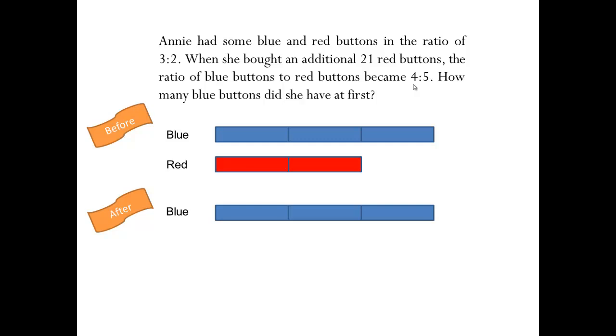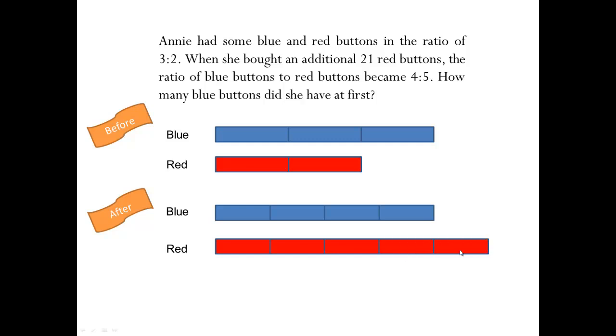Now, how can we do that? We can first remove the lines and now divide that into 4 equal parts. 1, 2, 3, and 4. Now, similarly, we can represent red buttons after using the new parts with 5 parts. 1, 2, 3, 4, and 5.